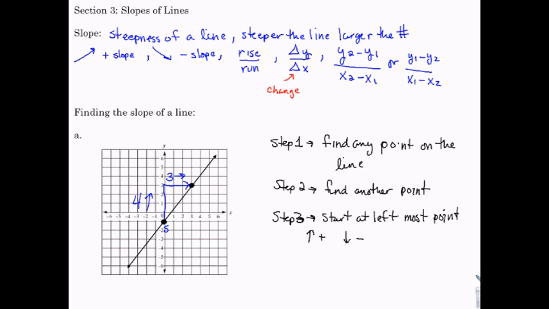If you start on the right, it's backwards. But if you're on the left and then move to the right, up is positive, down is negative, and it's very easy to remember which is which that way. You just move in the same direction you would read a page. So you're going to go up 4 over 3. So my slope is 4/3.